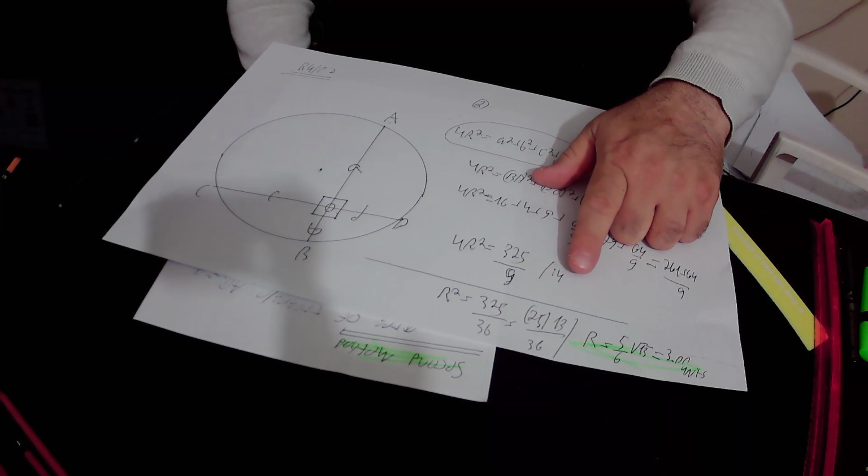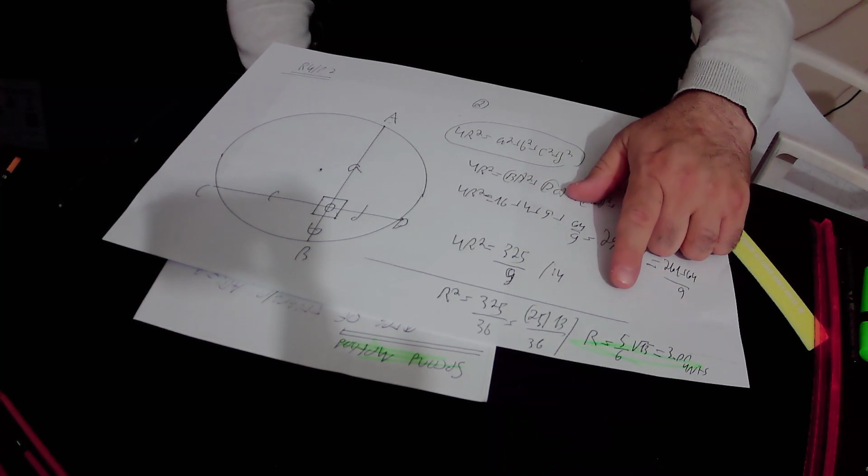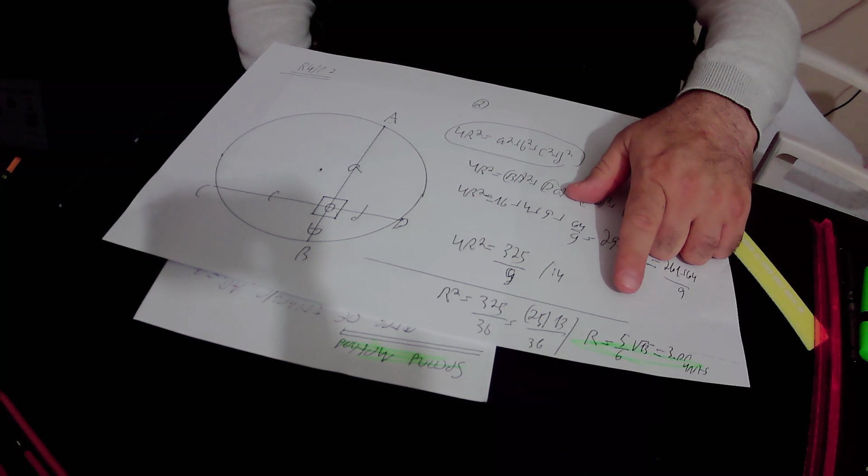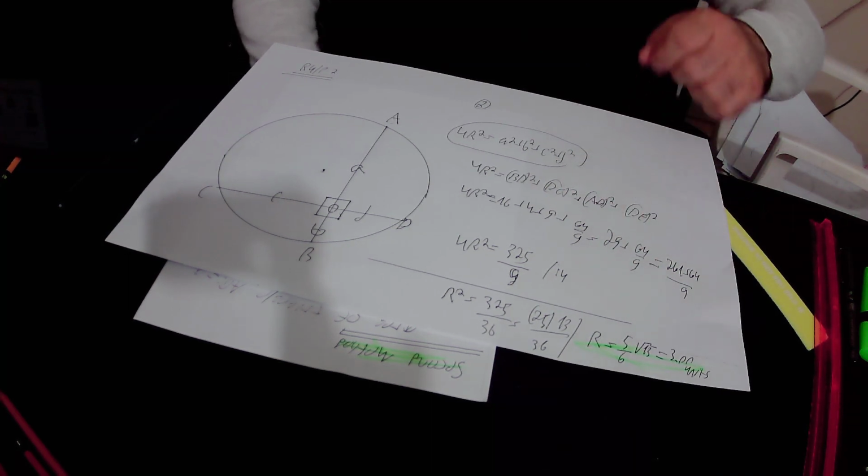We took the square root of this equation and found the radius of the circle that we are looking for. The radius of the circle that circumscribes triangle ABC equals 5 over 6 times the square root of 13 units, so in terms of numbers it is a little bit greater than 3 units.